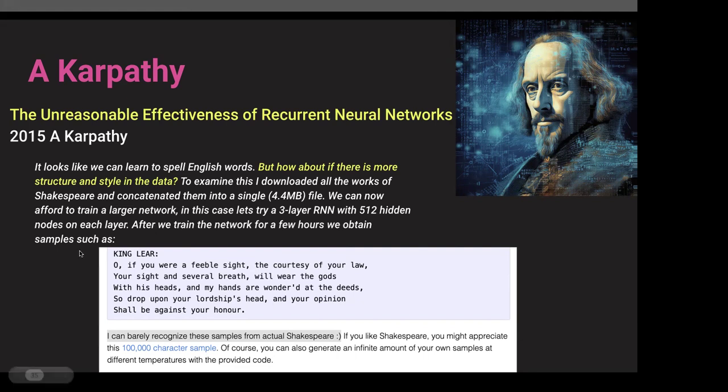it was able to start producing what you could almost barely recognize as samples from actual Shakespeare, as you can see here. It effectively was able to just spurt out words that seemed like they were the real thing coming from Big Bill over here.